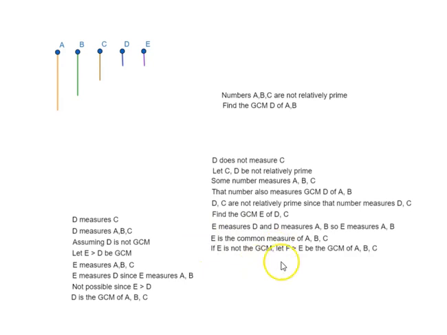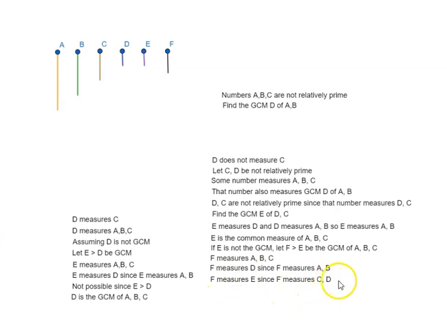So if E is not the GCM, let F, greater than E, be the GCM of A, B, C. So let's bring in that F. So F is the GCM of A, B, C. We are assuming that. So which means F measures A, B and C. Since F measures A and B, that means it will also measure the GCM of A and B. So F measures D. F measures E since F measures C and D, right? And E is the GCM of C and D.